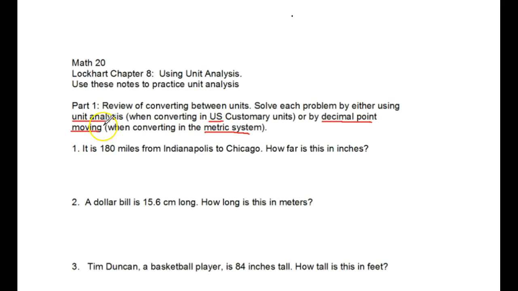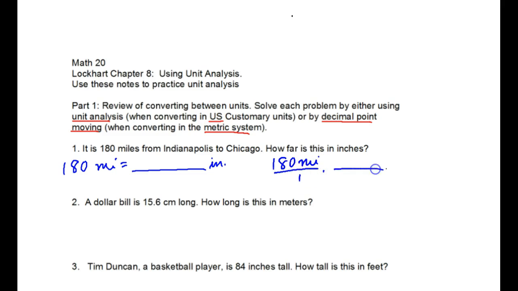It says it's 180 miles from Indianapolis to Chicago. How far is this in inches? So I want to take 180 miles and I want to see how many inches that is. It's going to be a lot of inches, isn't it? Here's how we'll convert. We'll start with 180 miles.